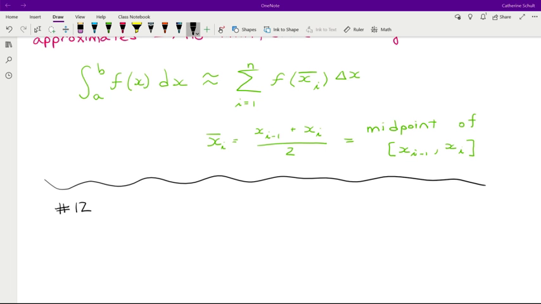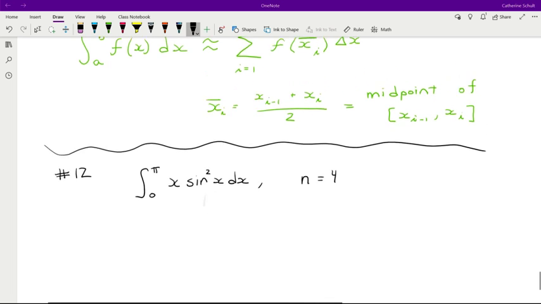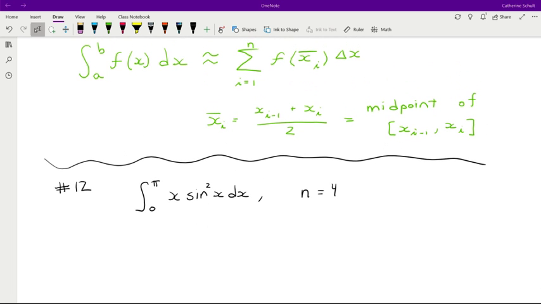Number 12 is this function. We're going from 0 to pi of x sine squared x dx, and they want us to use n equals 4. So we're going to use the midpoint formula. We know what our function is. We know what n is. So I'll just write i equals 1 to 4 since n is 4.